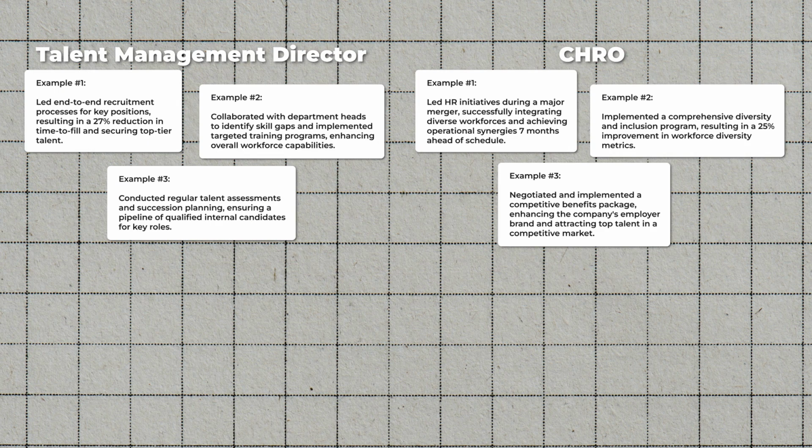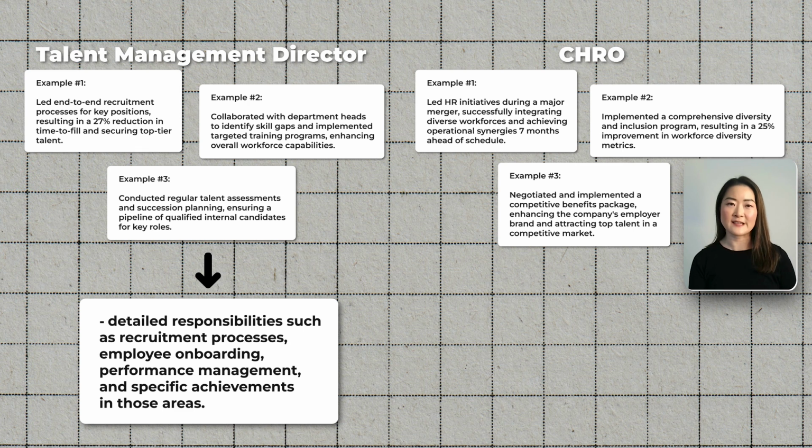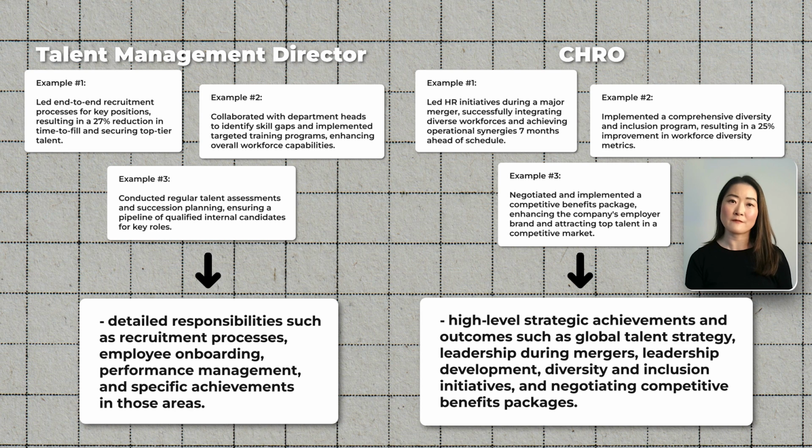You can see in the talent management director's resume, the focus is on detailed responsibilities such as recruitment processes, employee onboarding, performance management, specific achievements in these areas. This candidate provides a more granular view of the day-to-day activities and accomplishments within talent management. In the CHRO's resume, it's much less detailed. The emphasis is on high-level strategic achievements and outcomes, from global talent strategy to leadership during mergers, diversity and inclusion, and as well negotiating competitive benefits packages. You are seeing the executive's capability in shaping and driving overarching human capital strategies at the corporate level.